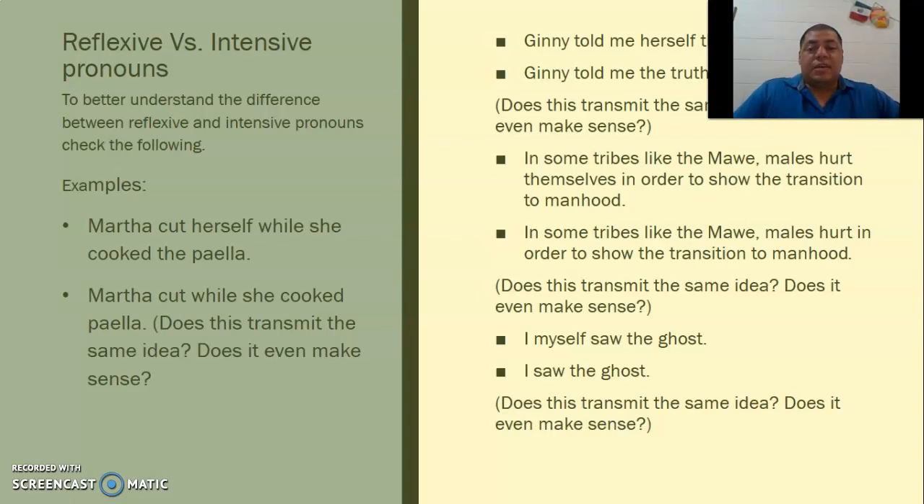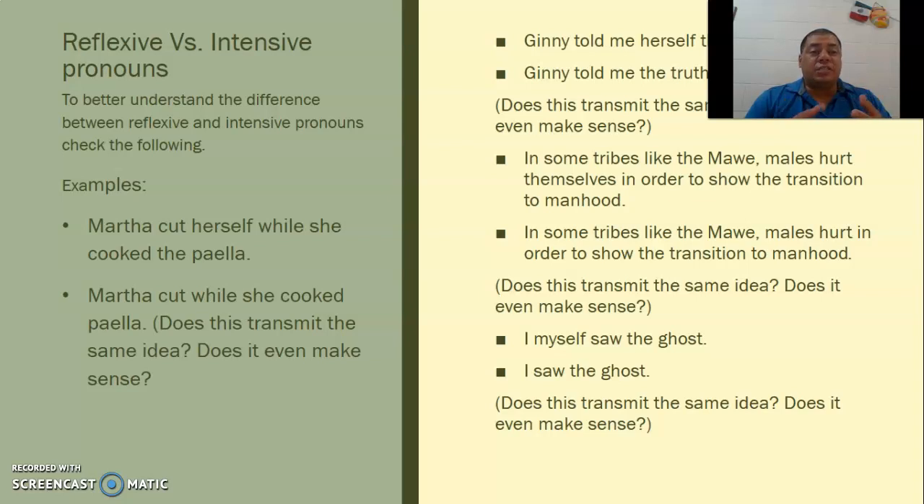Now, I gotta ask you, does this new sentence transmit the same idea as the previous sentence, as the first sentence? Does it even make sense? So, no, the idea is not the same. The idea is changed, and this time we don't specify what or who Martha cut. Because in the first sentence, I know who Martha cut. Martha cut Martha. She cut herself. Maybe she was careless with a knife. Yes? In the second sentence, we don't know what she cut. So to some degree, the sentence doesn't make sense. To some degree, the idea is not the same.